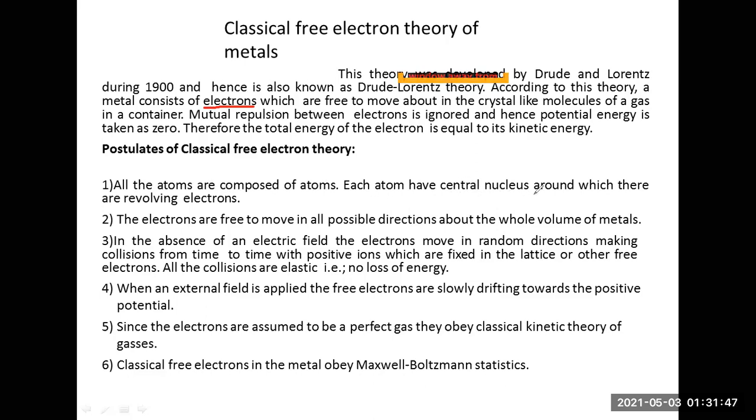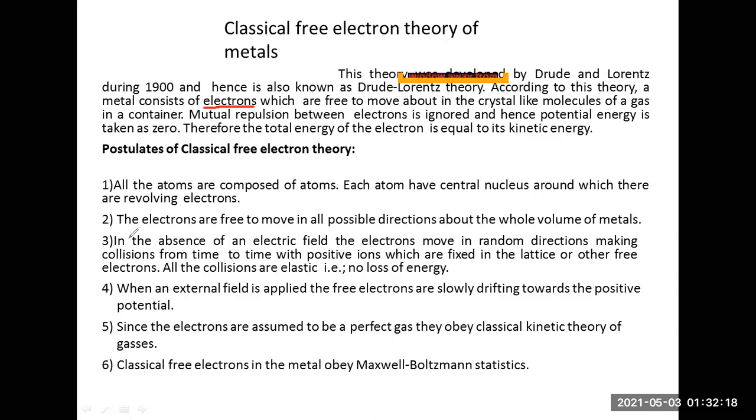Definitely an atom will have a nucleus at the center around which the electrons are moving. This was the assumption made by the classical free electron theory, and we are very much aware of this particular assumption, right? The next important postulate assumed by the classical free electron theory says that the electrons inside the solid will move freely in all possible directions throughout the volume of the metal.